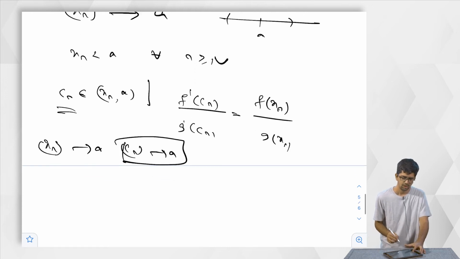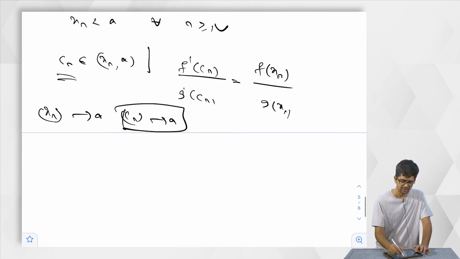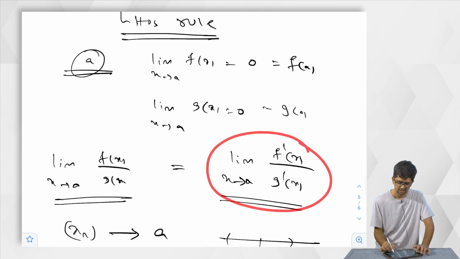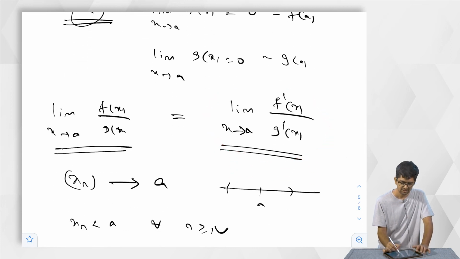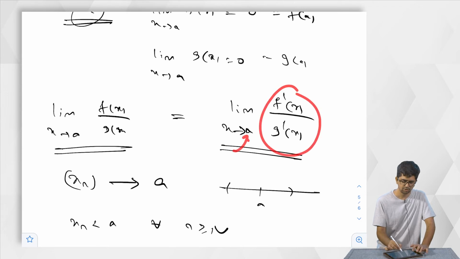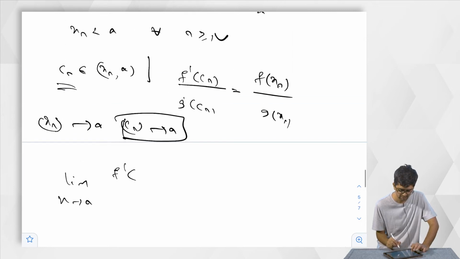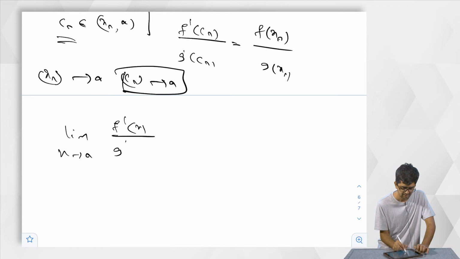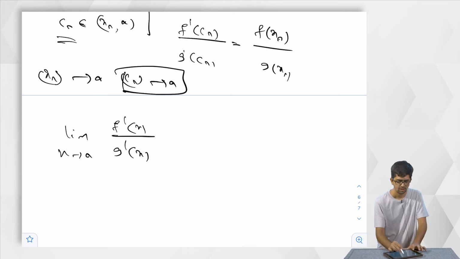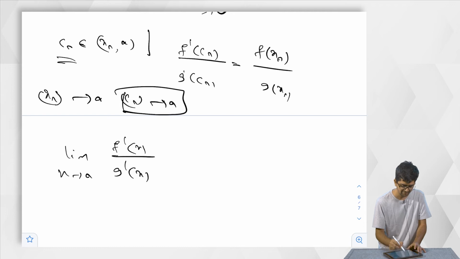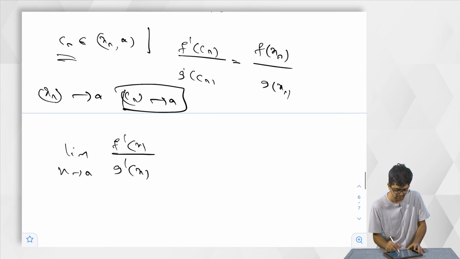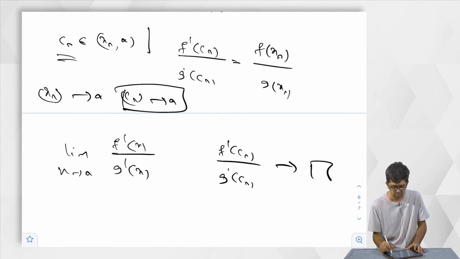Now, Cn goes to a, and this limit exists, right? So we have a sequence that goes to a. So this should go to the limit as x goes to a of f dash of x by g dash of x. So if I take the corresponding limit, let me do that. f dash of Cn by g dash of Cn goes to something.